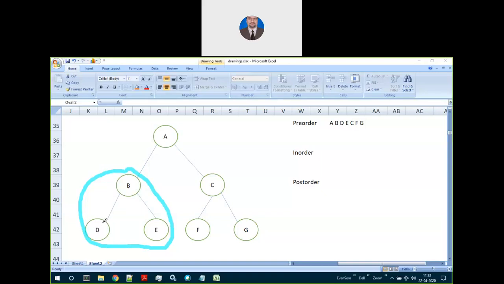Okay, does D have any subtree? No, D does not have one. So first will be D. First I have to visit D. Okay. Next, which one do I have to visit? B.